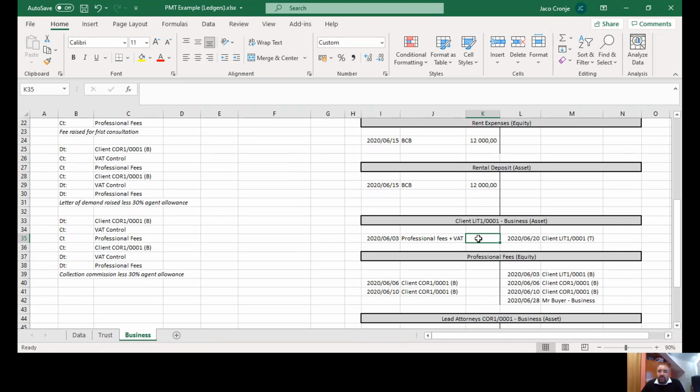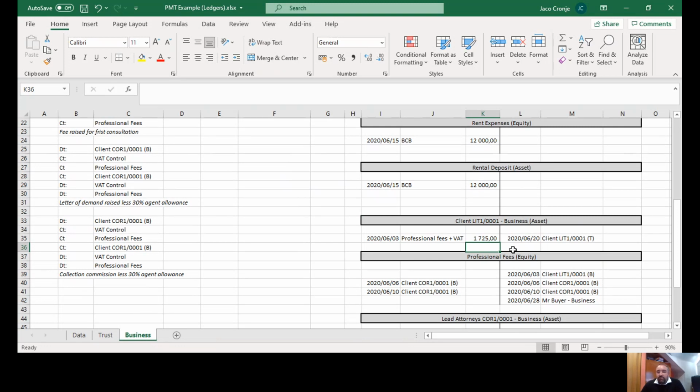And the answer is your client will owe you the inclusive of VAT amount. So to get the amount for my debit entry there, I have to say 1,500 Rand times 1.15. I'm going to debit my client with 1,725 Rand. Okay, so now I need to have two credit entries to equal that value there.